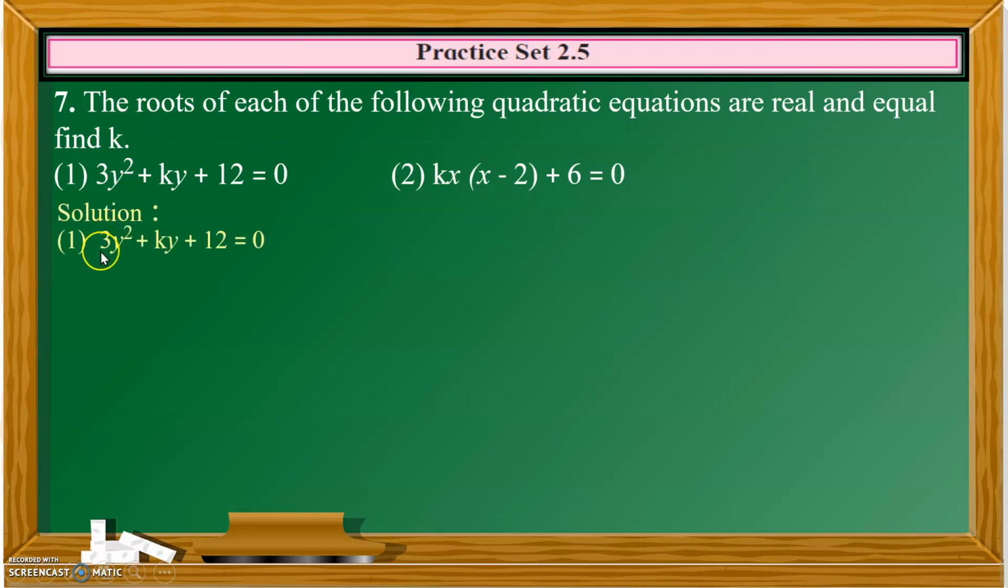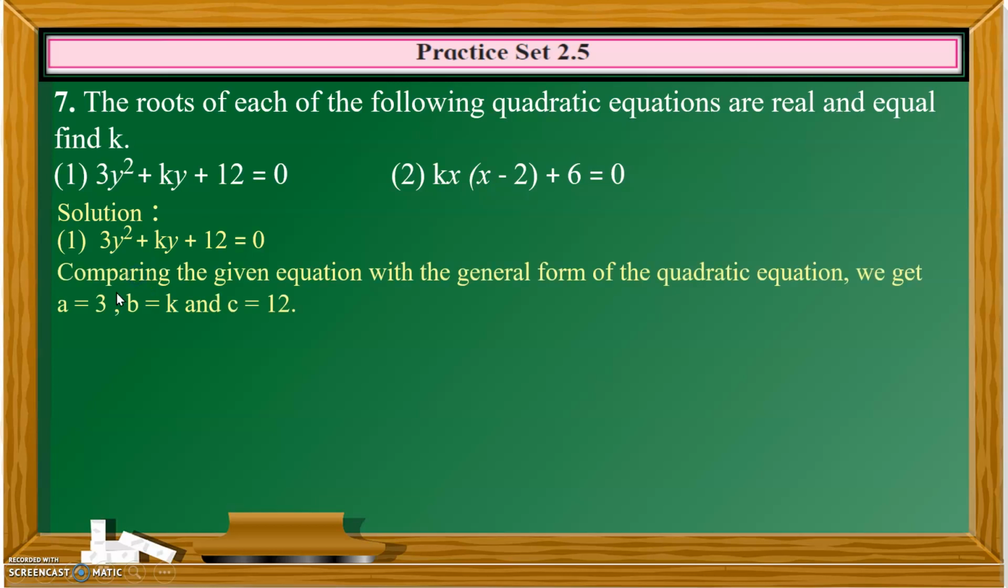We'll start with the first one, that is 3y square plus ky plus 12 equal to 0. Now we will first compare this equation to the general form of the quadratic equation. So comparing the given equation with the general form, we get a is equal to 3, b is equal to k and c is equal to 12. Now what is given to us in the question? It is given that the roots are real and equal. That means if the roots are real and equal, the value of delta will be equal to 0.